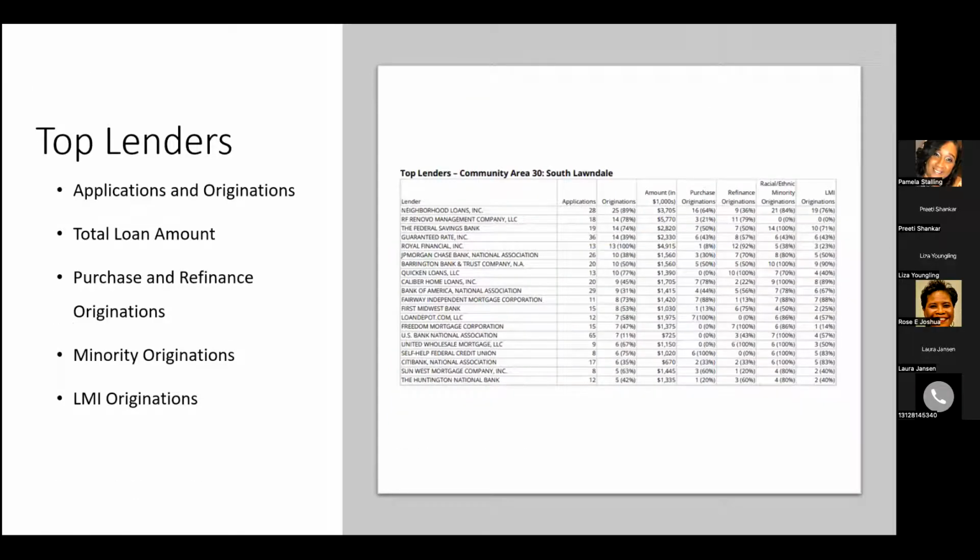Next category is top lenders. So this is the top 20 lenders in each geography. And that top 20 figure is based on number of originations, so the second column. The data is broken down by dollar amount and total and percent. So what percent of all originations were purchase originations, or what percent of all applications were originations. And origination data is given for race and ethnicity, as well as low to moderate income categories.